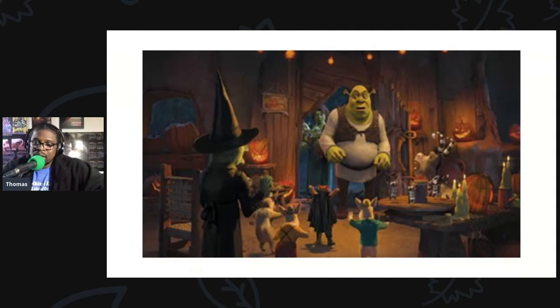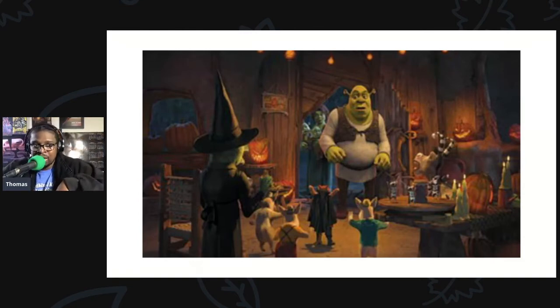Now, an inciting incident in a story is where the protagonist's normal day gets shaken up in a way that he or she did not expect. This is where the story gets interesting. So now Shrek, this picture is from Shrek 2, but it gets the same idea.